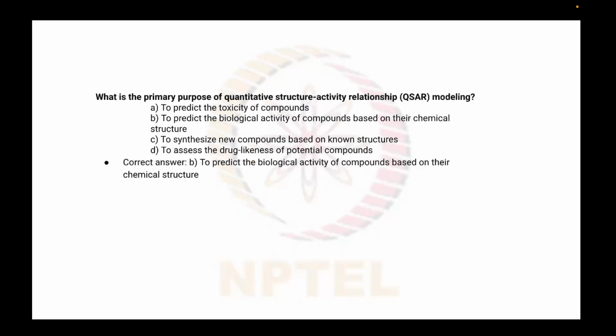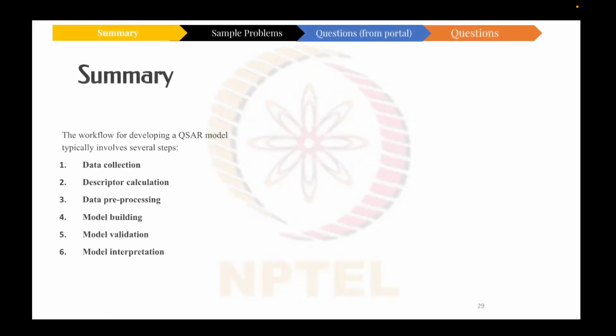So it is used for predicting the biological activity. Thank you for the answers. So most of the steps I have discussed. In this model building step, a statistical or machine learning algorithm will be used. The training set is used to train the model and the validation set is used to evaluate the performance of the model. The model is typically evaluated based on metrics such as mean absolute error and correlation with the experimental values.